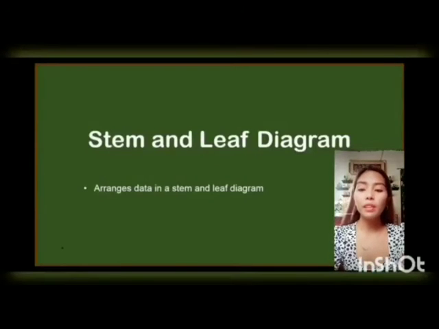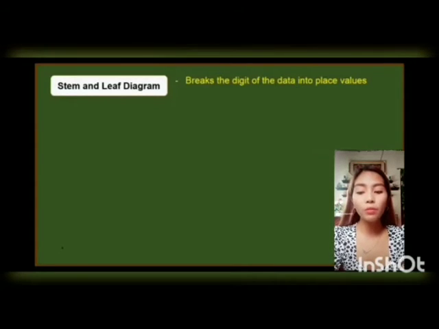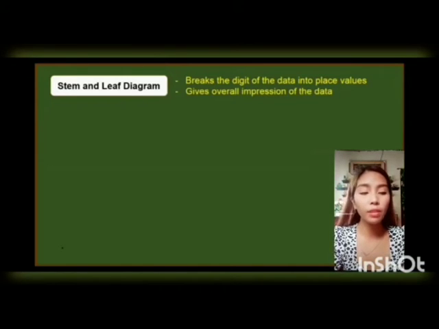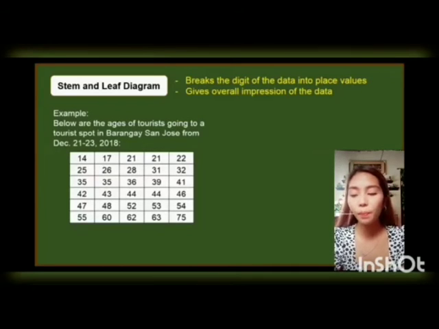Now, we will be discussing a way to present data, and that is using the stem and leaf diagram. A stem and leaf diagram is one way to present data wherein we break down its digits into place values, so that after doing this, we will be giving an overall impression of the data. To understand better, let's suppose we have the data of ages of the tourists going to a certain tourist spot in Barangay San Jose these days.